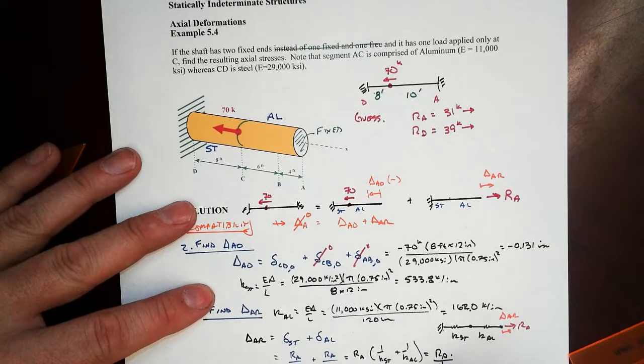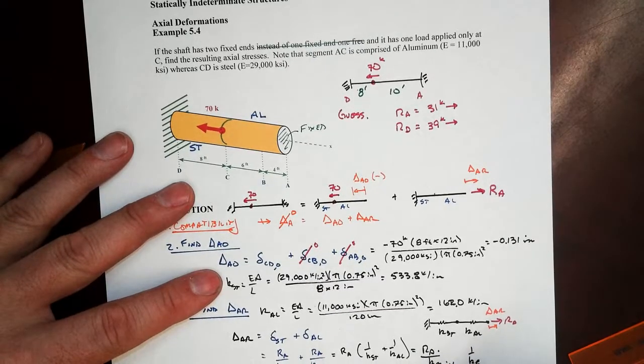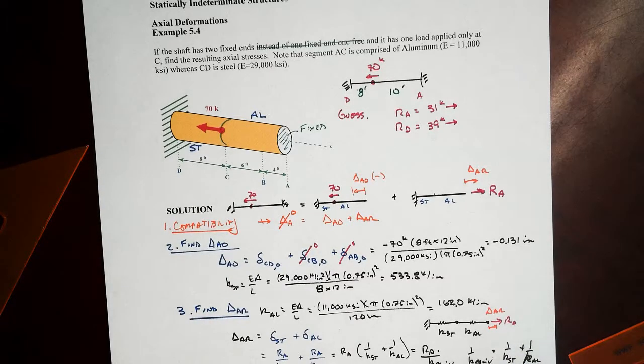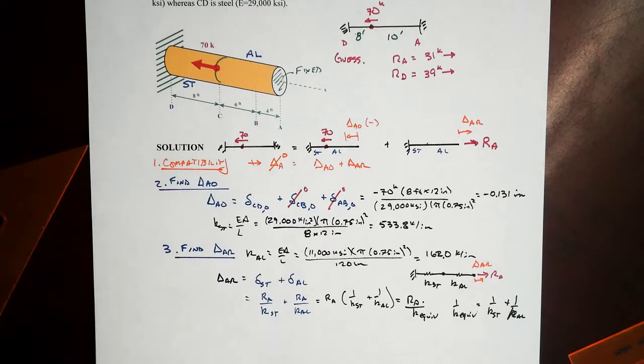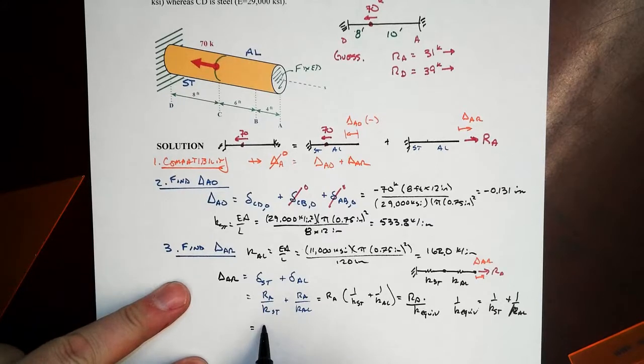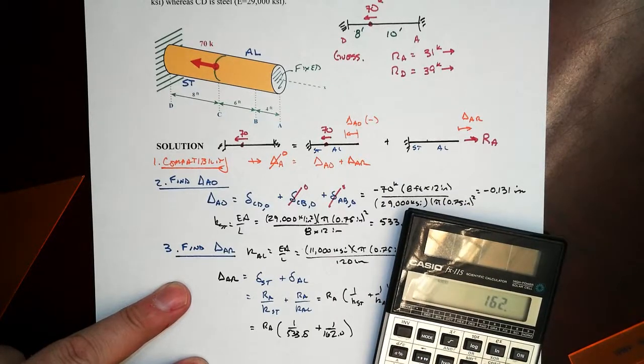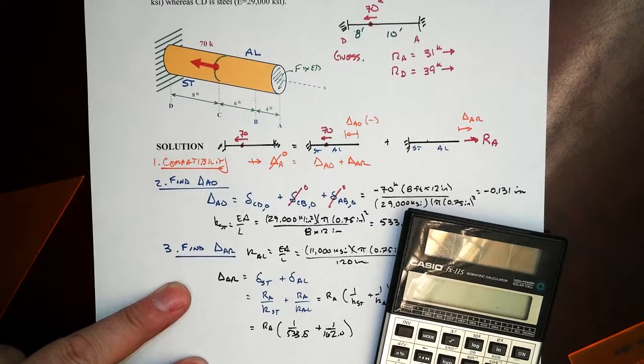divided by 1 over K equivalent, where the equivalent single spring constant for the whole system, the reciprocal of it, is the sum of the reciprocals of the individual ones. Right? And that's kind of an important result about springs in series that have a common axial force in them. Right? Now, mathematically here, we'll come back to that concept later on, but mathematically then what we've got is RA times 1 over 533.8 plus 1 over 162.0.